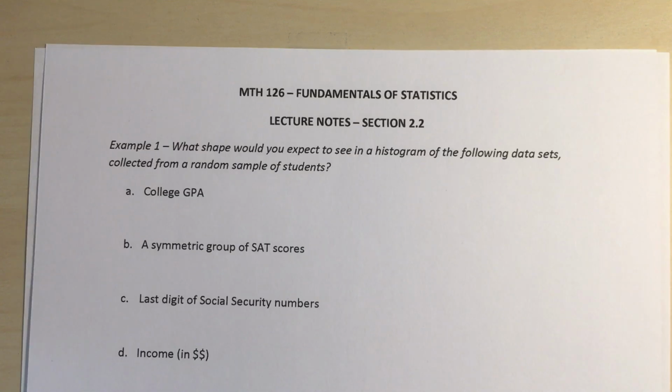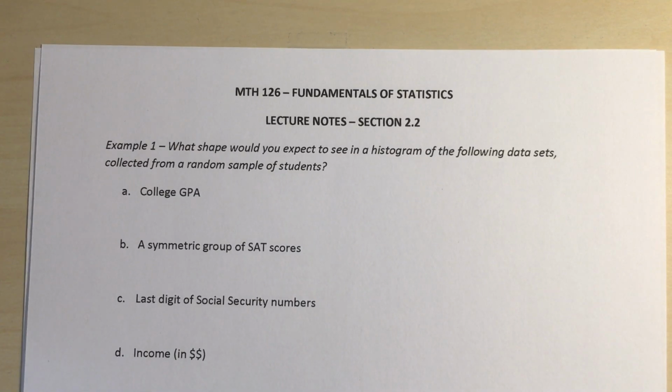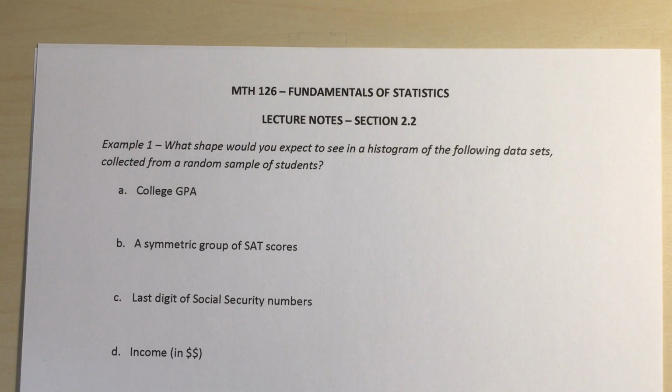So in this first example, what shape would we expect to see in a histogram of the following data sets? Here we have four options to answer. Right? Are we left skewed, right skewed, uniform, or bell-shaped?